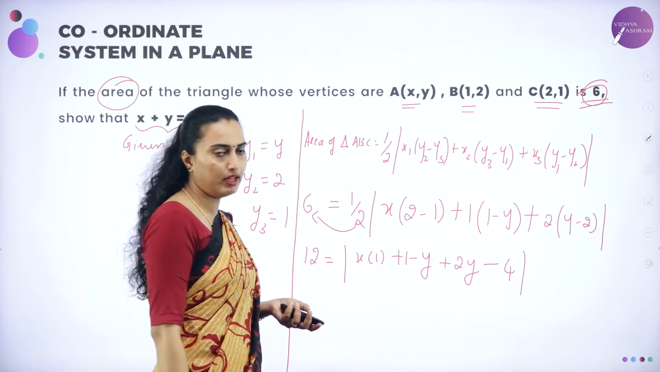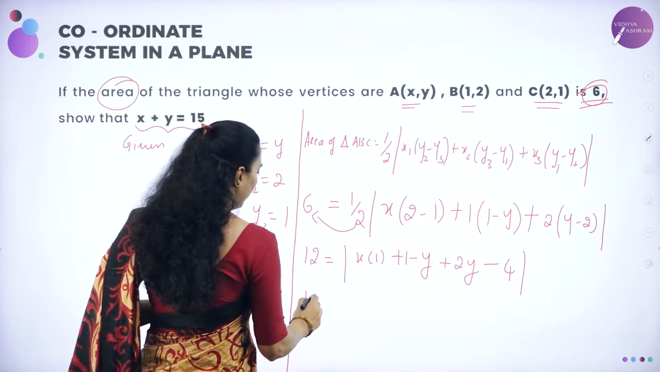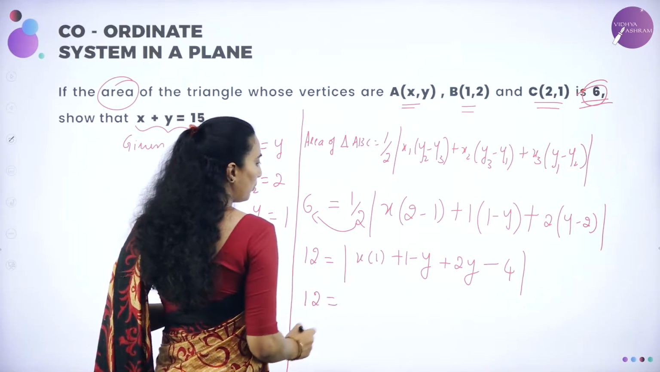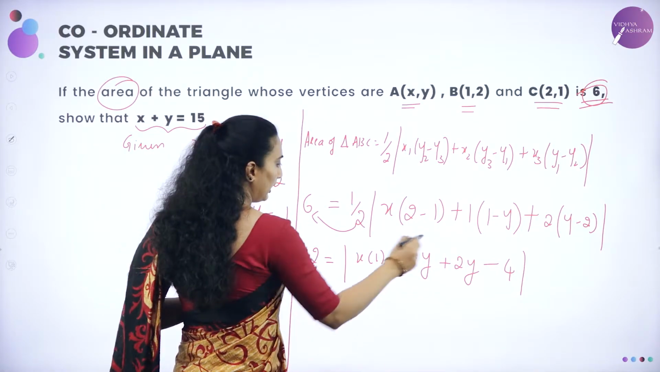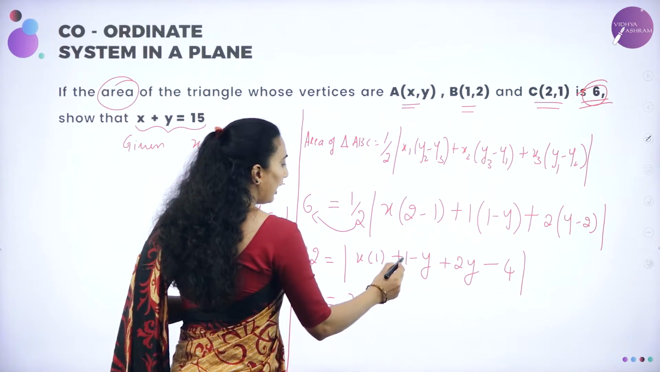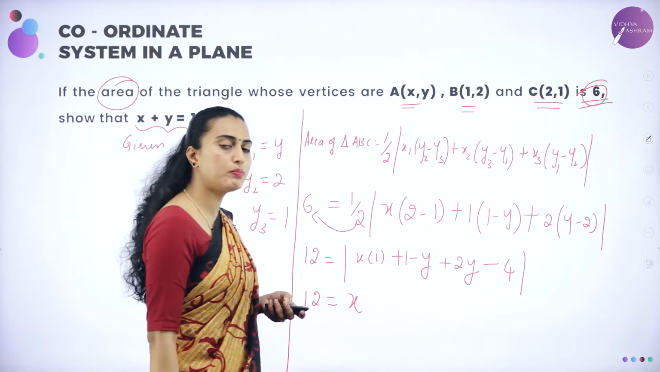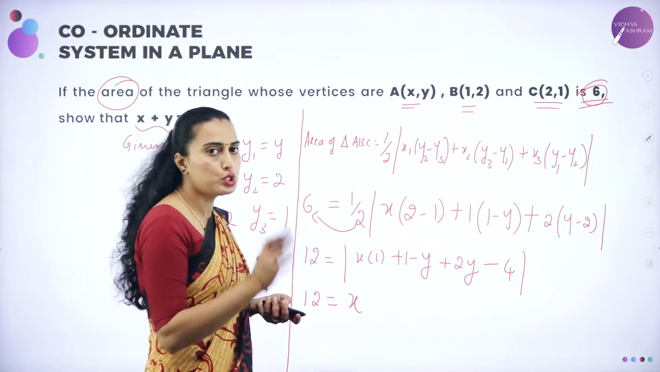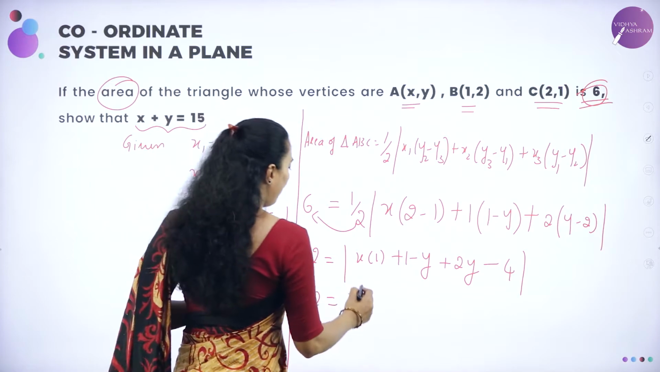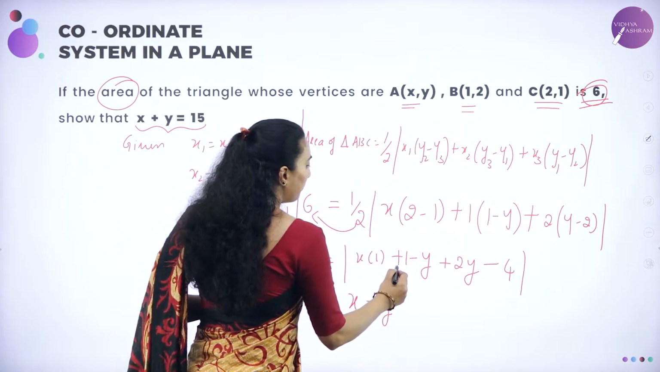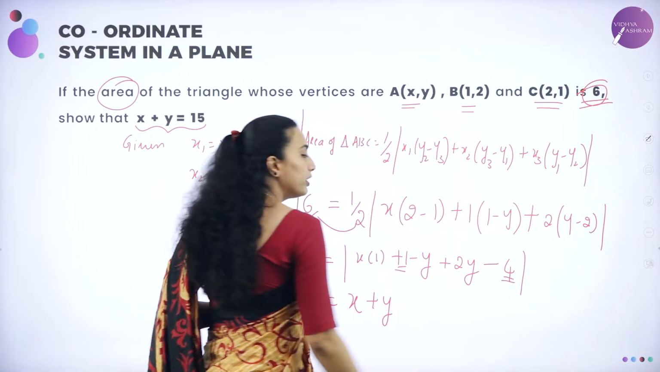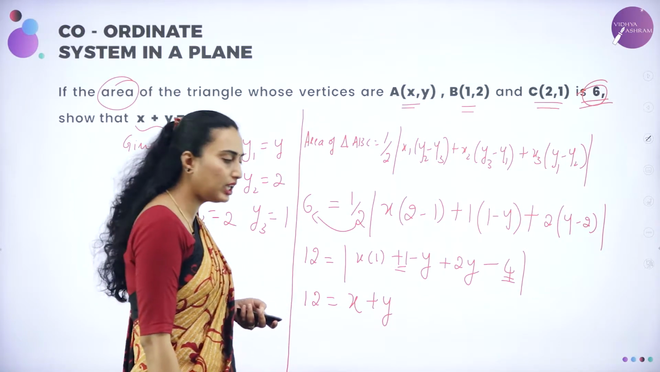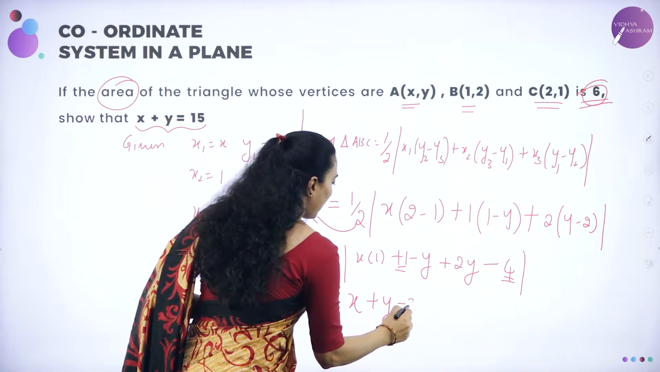Remove the modulus symbol and then you have 12 is equal to x into 1 is x. There is no other x term here, x as it is. Again minus y plus 2y. What is minus y plus 2y? Plus y, 2y minus y. So plus y. Again you have plus 1 minus 4. What is plus 1 minus 4? Minus 3. So here we have minus 3.